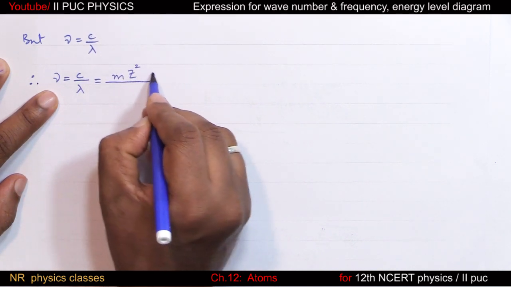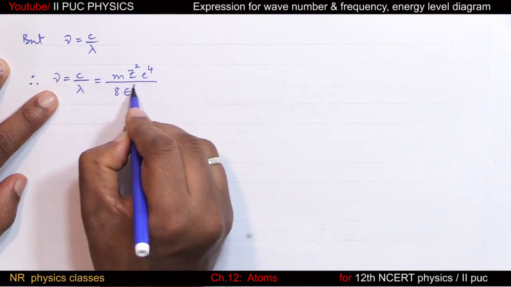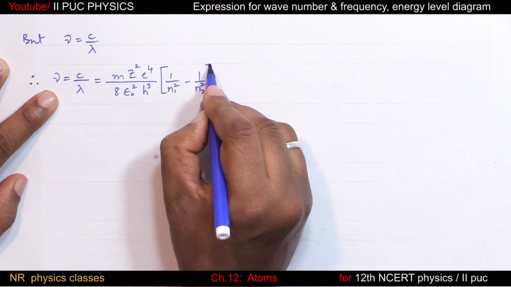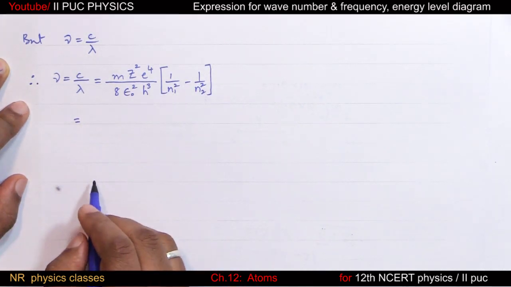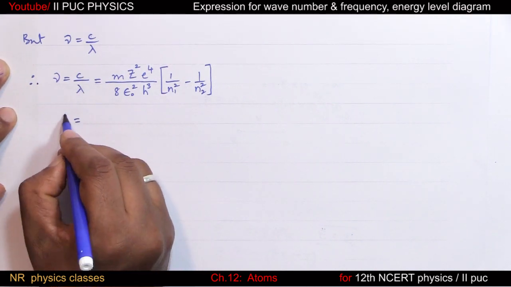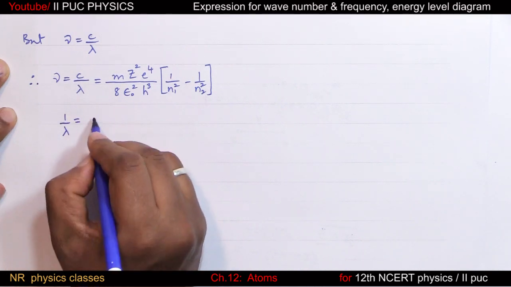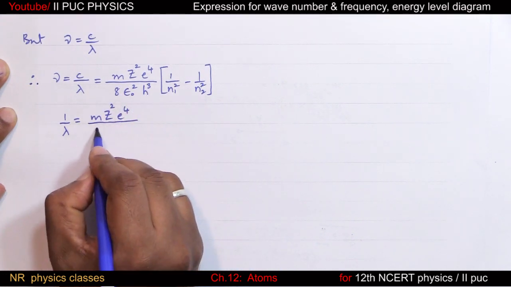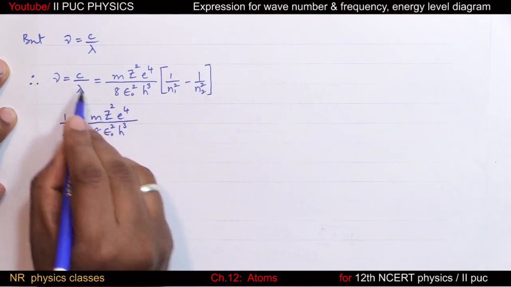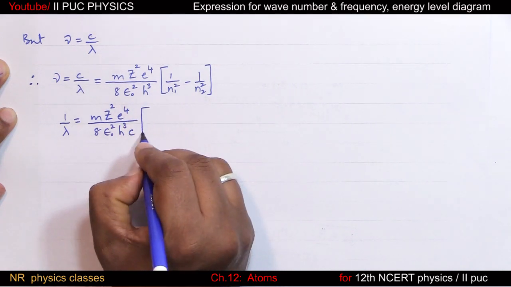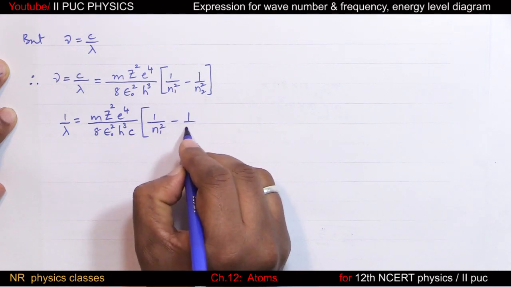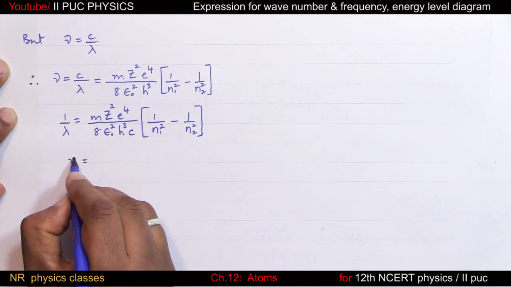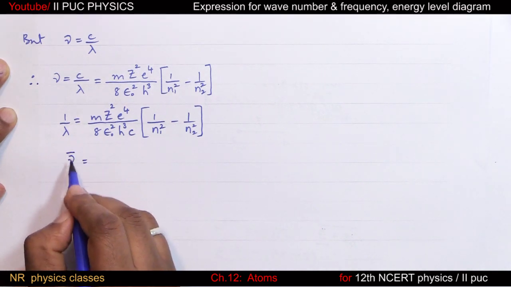m z square e to the power of 4 by 8 epsilon naught square h cube into 1 by n1 square minus 1 by n2 square equals... I want 1 by lambda. 1 by lambda, send c to the other side. m z square e to the power of 4 by 8 epsilon naught square h cube, bring this c to the other side, c into 1 by n1 square minus 1 by n2 square equals, this 1 by lambda is wave number, nu bar. Nu bar is wave number.